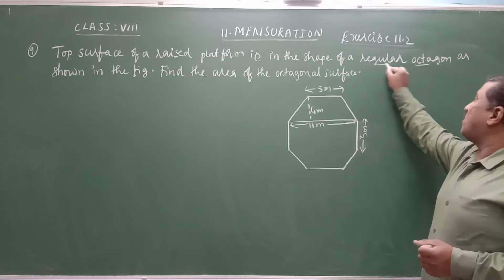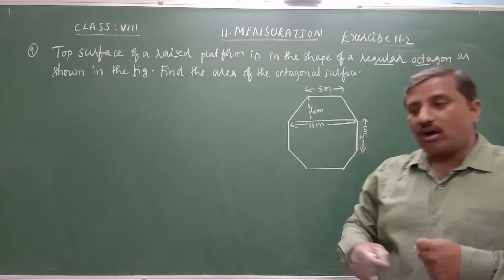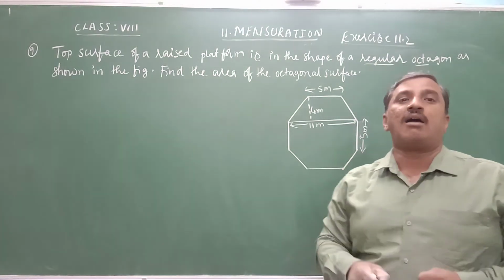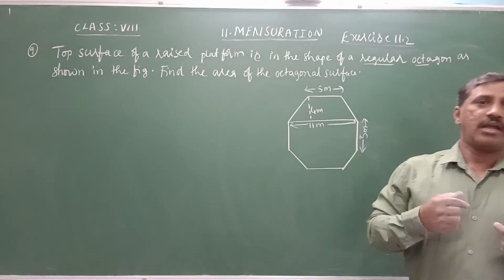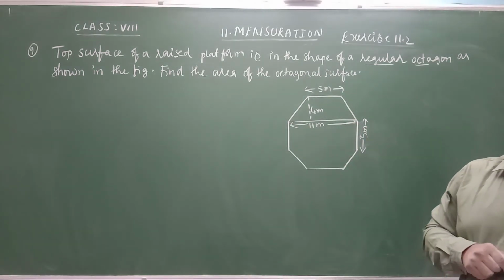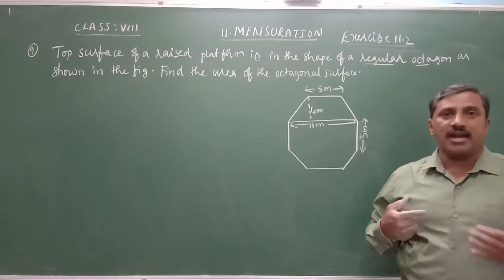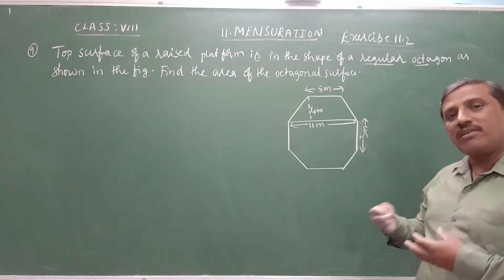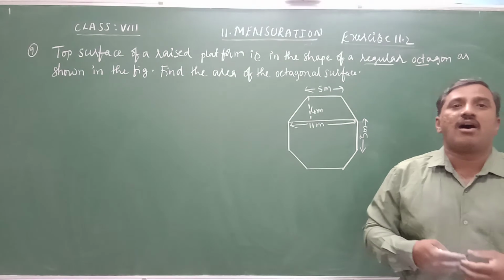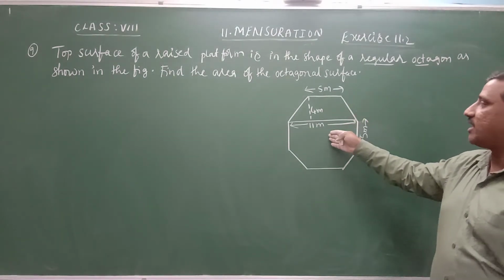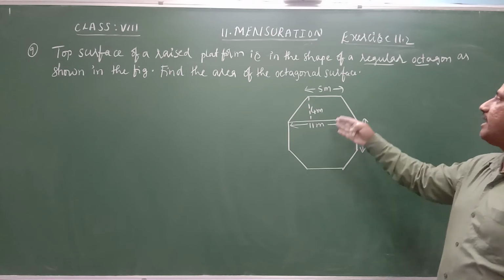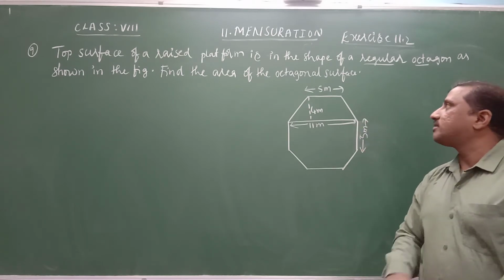Then what is a regular octagon? A regular octagon means all the sides are equal and all interior angles are also equal, like a square, and an equilateral triangle where you will find all the sides are equal and all angles are also equal. So here a regular octagon is given as shown in the figure. Find the area of this octagonal surface.